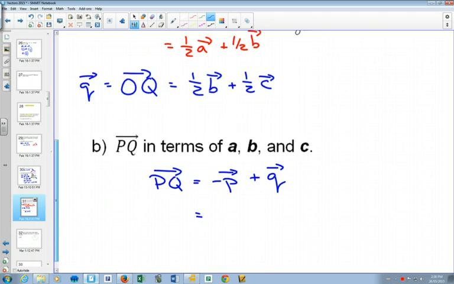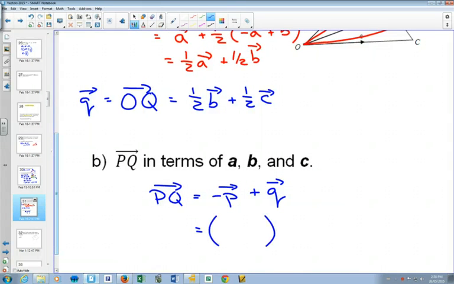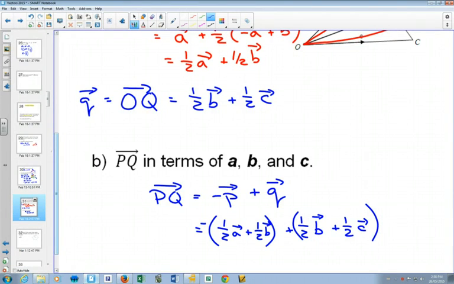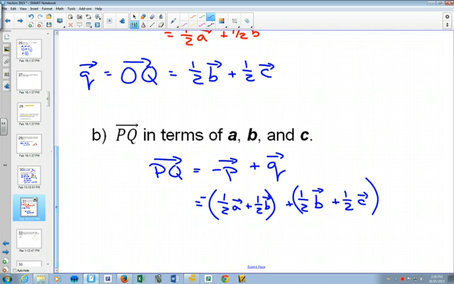Now, since we figured out that P was 1/2 of A plus 1/2 of B, and we know that Q was 1/2 of B plus 1/2 of C, we can put these things together, and you're going to get negative 1/2 of A. The B's cancel out, plus 1/2 of C.